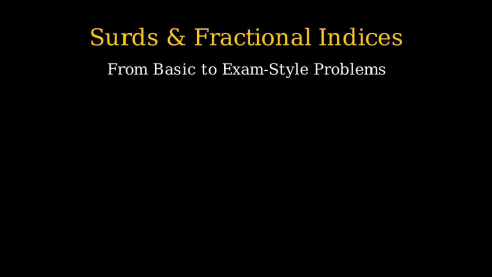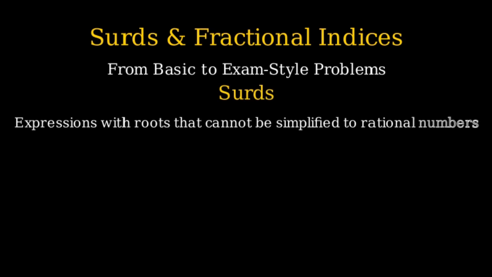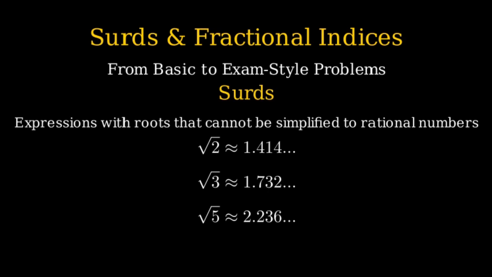Let's begin with surds. A surd is an expression that includes a root, such as a square root or cube root, that cannot be simplified to a rational number. For example, root 2, root 3, and root 5 are all surds because they are irrational numbers that cannot be expressed as simple fractions. Let's practice simplifying and working with surds.